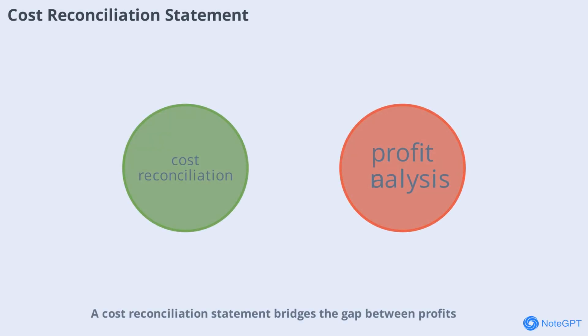A cost reconciliation statement bridges the gap between profits reported in cost accounts and those in financial accounts. Differences arise due to varying methods of overhead absorption, stock valuation, and the inclusion or exclusion of certain incomes and expenses. For instance, over or under recovery of overheads, differences in stock valuation, and items like discounts received or profits on asset sales can cause discrepancy.